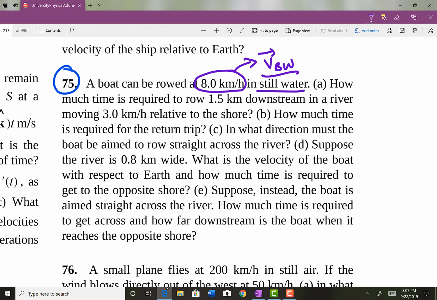Then it asks me how much time is required to row 1.5 kilometers downstream in a river moving at 3 kilometers per hour relative to the shore. So that's the velocity of the water with respect to the shore. Often I write with respect to the earth, but because they're giving me shore, I'll say shore. Okay, and it's going 1.5 kilometers downstream. So I'm going to call that delta x.